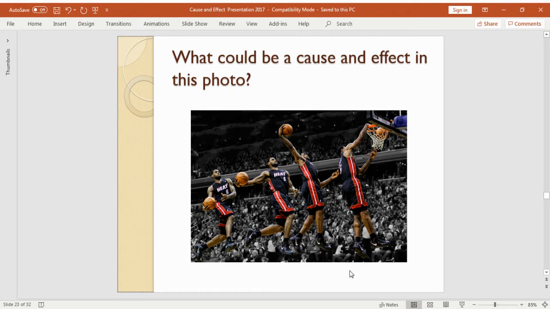Hey, looking at this picture, I see a Miami Heat basketball player. And what is the effect that he is trying to accomplish? Yes, he is doing a slam dunk.